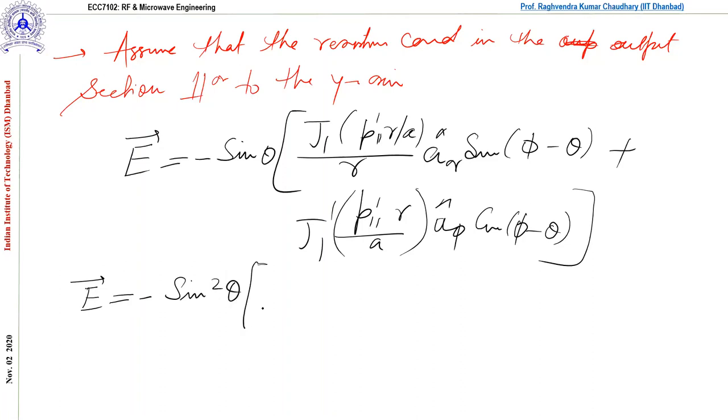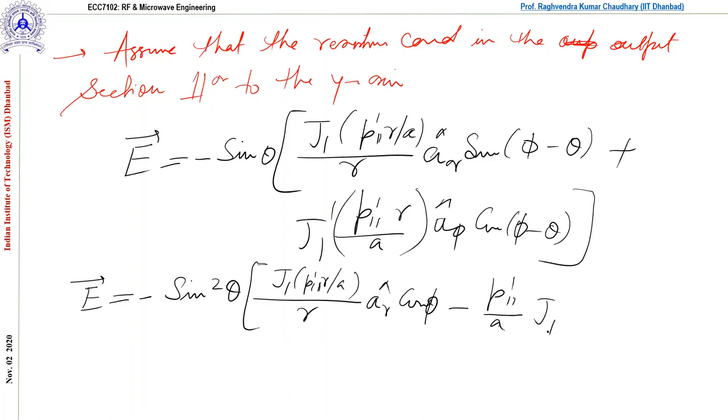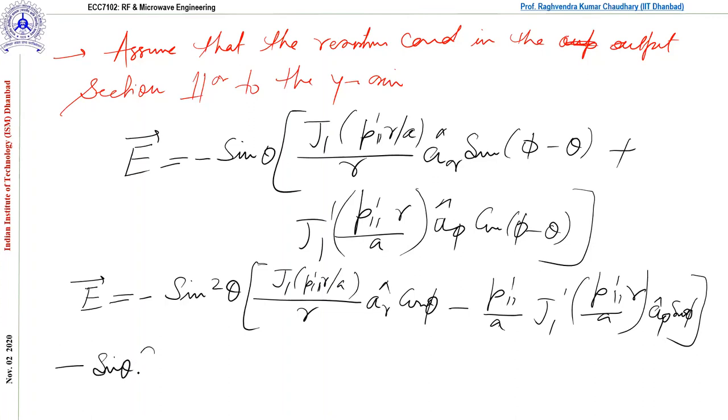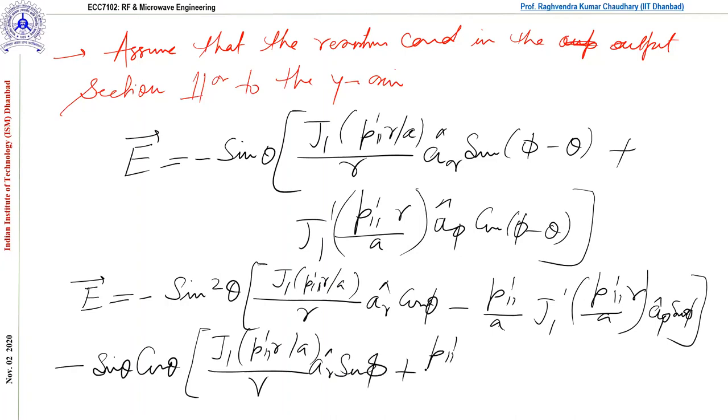So this is sine square theta J1 P11 dash R over A divided by r, er cap cos phi minus e11 dash a j1 dash e11 dash r over a phi sine phi. Okay, so this is one component. Another component is sine theta, cos theta, and almost the same term except some different things here. E11 dash r over a over r ar cap sine phi plus p11 dash over a j1 dash p11 dash r over a phi cos phi.